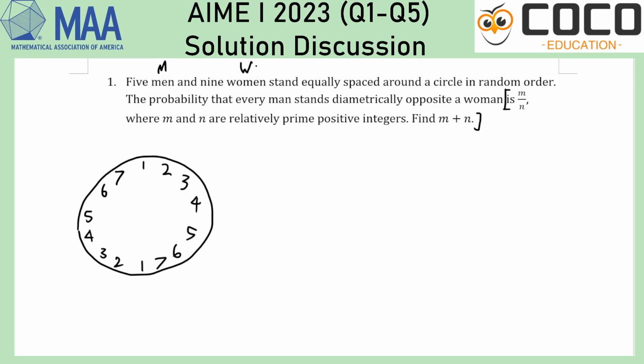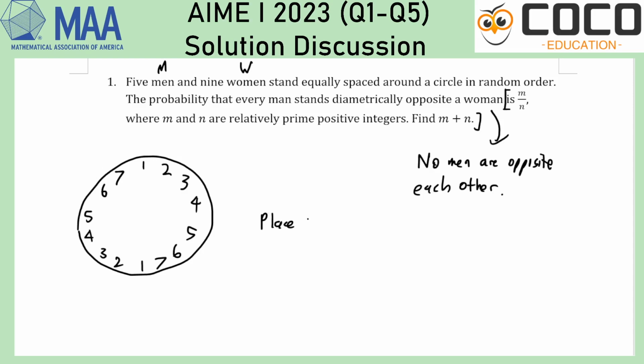And when I want to place the men, I realize that if they are opposite a woman, it just means they are not opposite a man. So no men are opposite each other. Okay, so since this is what we want, we can just focus on placing 5 letter M's into this circle such that they are not opposite each other, i.e. they don't share the same number.